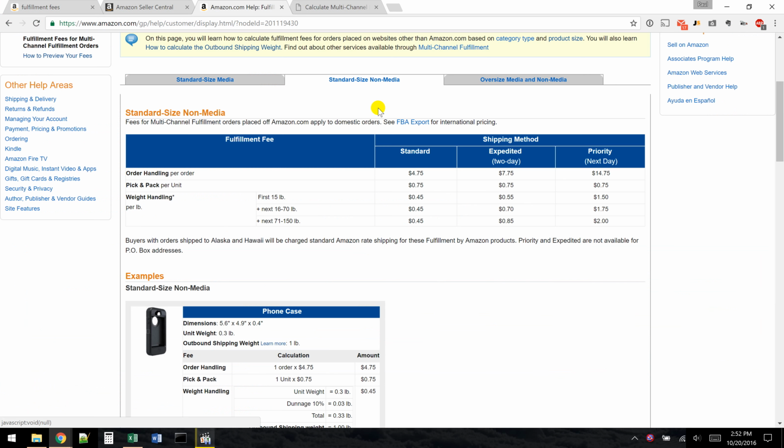So for standard size non-media, the order handling is per order. So if you have several items in the order, then you only have the one order handling fee. The price is dependent on your shipping method. You can see it gets much more expensive the faster you ship. Standard, in my experience, is about a week-long shipping. Expedited is Amazon's 2-day shipping, and priority is next day shipping. Very reliable. It's Amazon. You get what you expect.